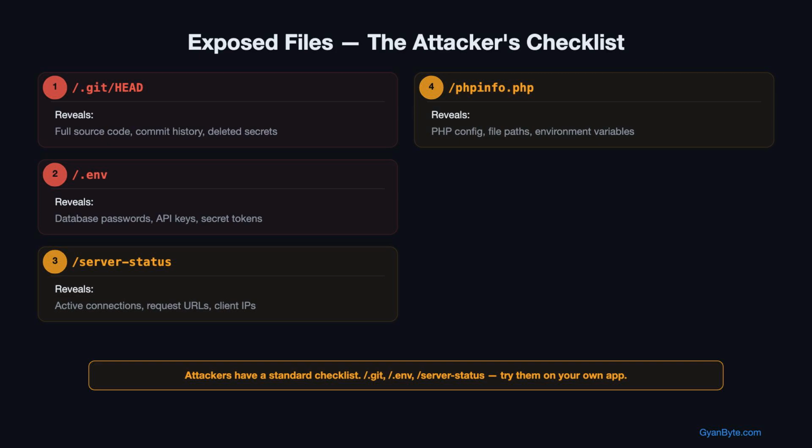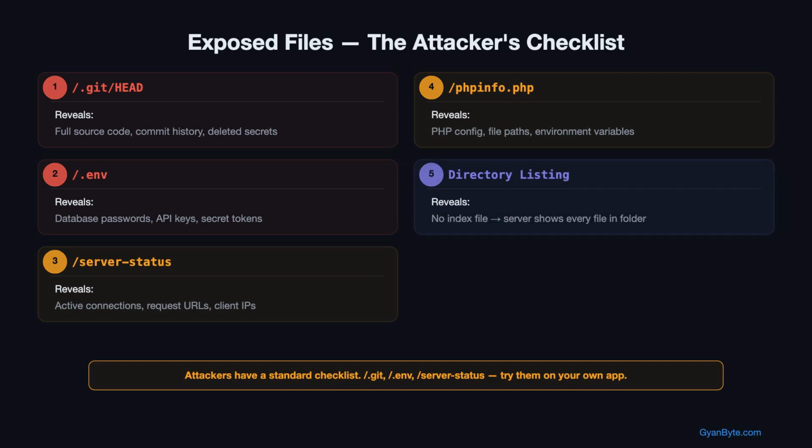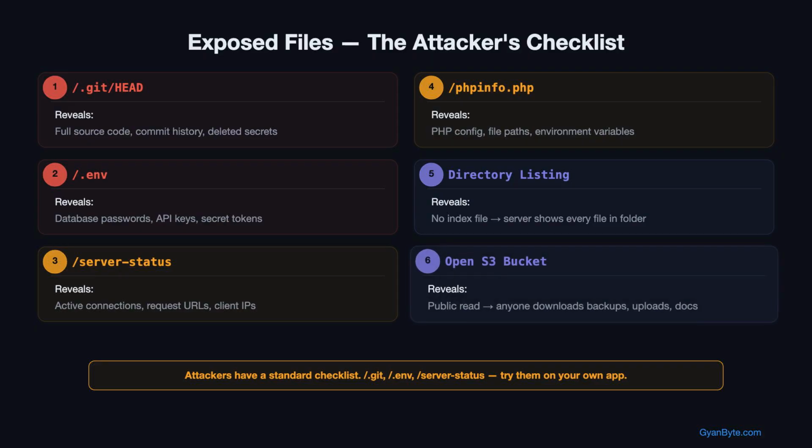Directory listing. When there is no index file, some servers just show every file in the folder. Open S3 buckets. A bucket with public read means anyone can list and download every file. Backup databases, user uploads, internal documents, all public. Attackers have a standard checklist. .git, .env, server-status. Try them on your own app right now.